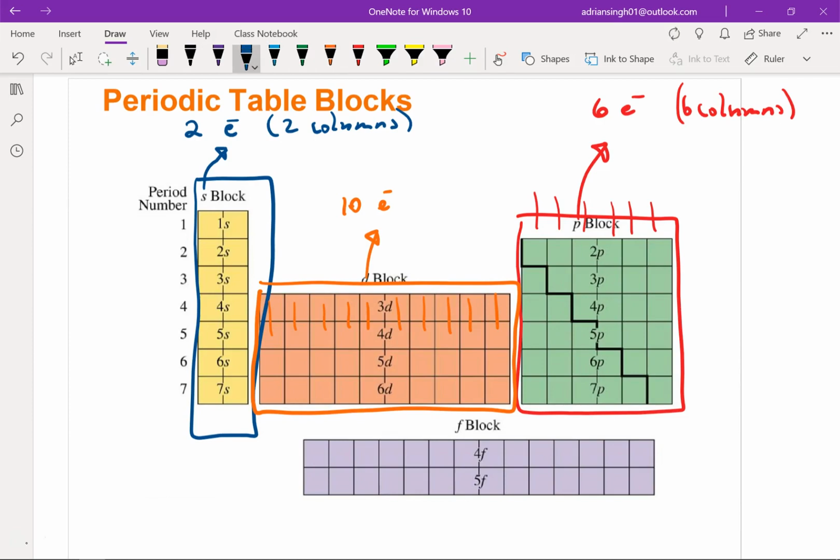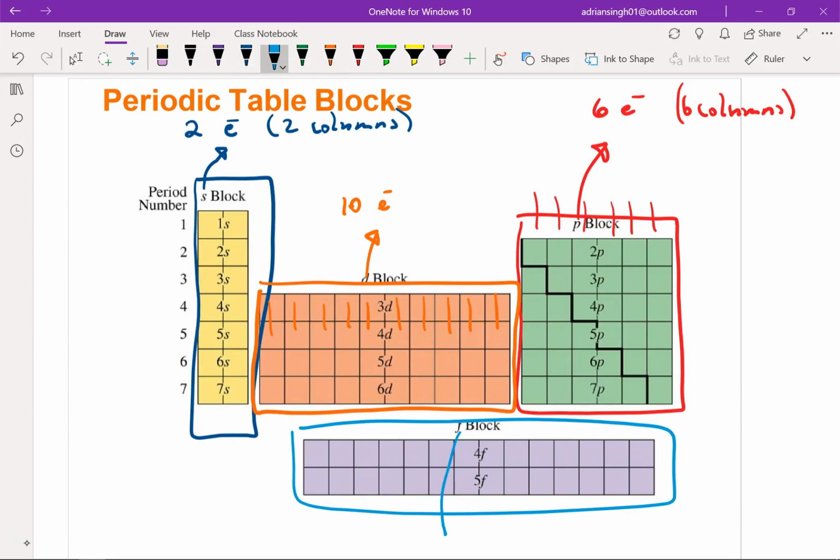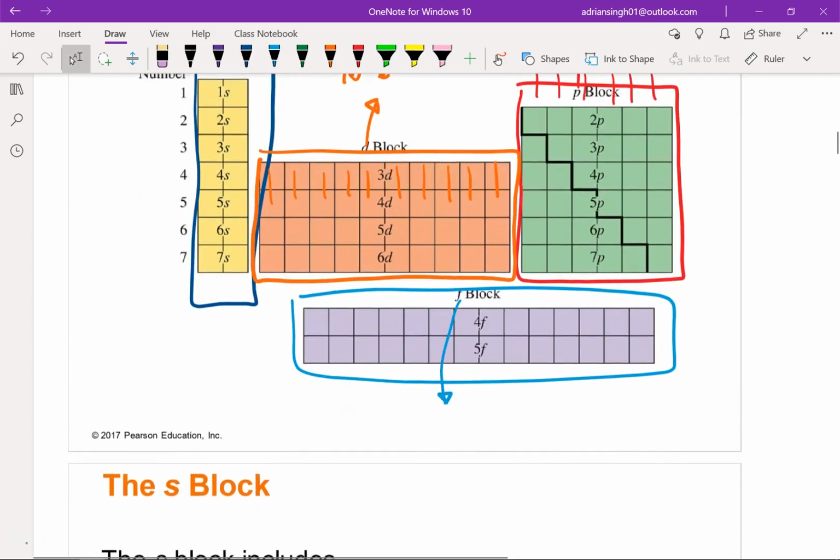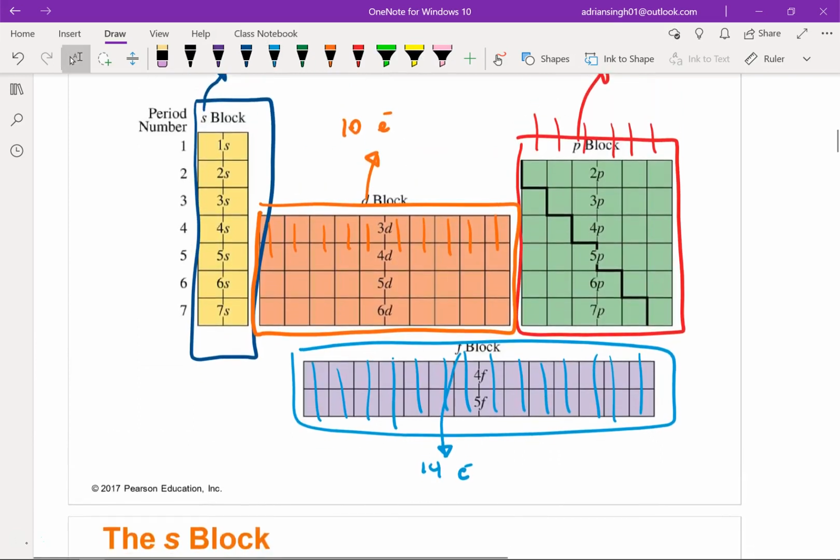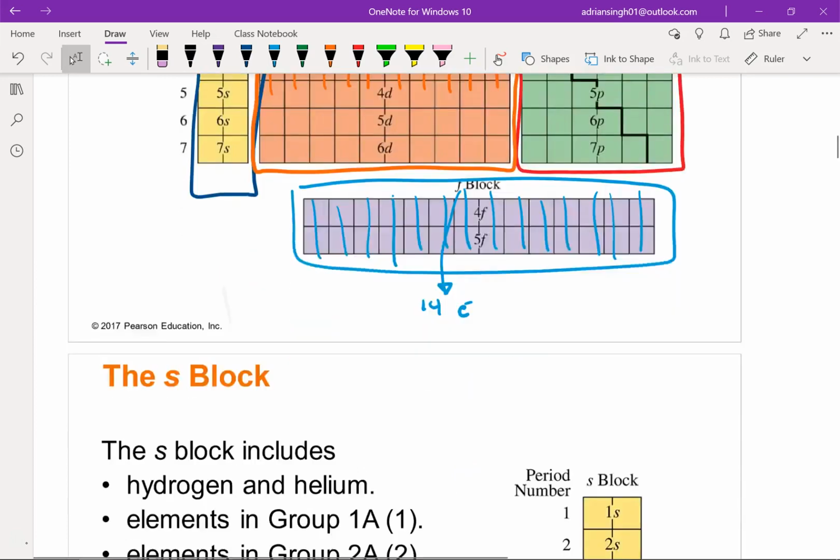And then the F block underneath, okay, if you recall, the F sublevel has 7 F orbitals, which can hold a total of 14 electrons. And guess how many columns there are? 1, 2, 3, 4, 5, 6, 7, 8, 9, 10, 11, 12, 13, 14 columns. All right, so we can separate the periodic table into these different blocks. We don't have to do anything else with the table because guess what? It's already organized this way. All the elements are found in these locations.